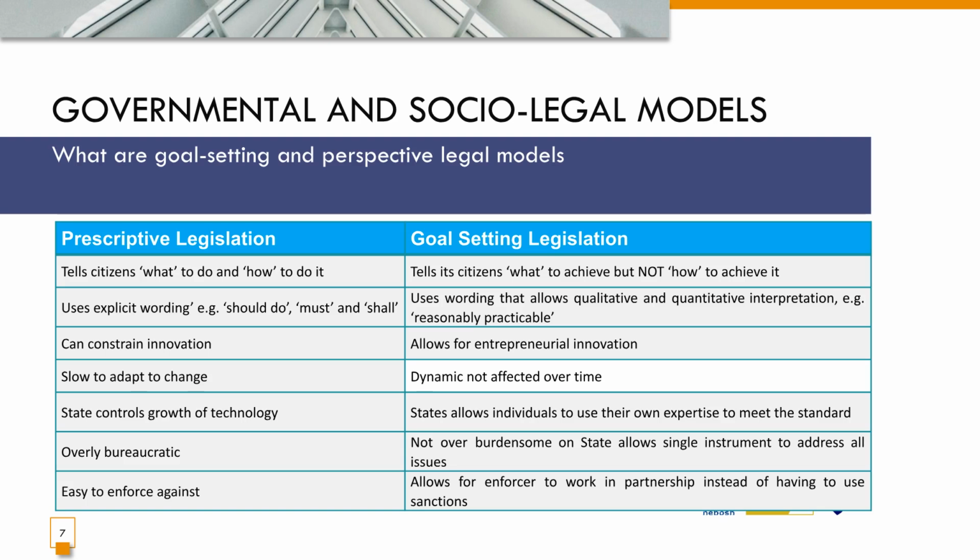It supports innovation, and it allows those with expertise to meet standards using their own methods. However, it can also be more ambiguous because it requires interpretation. So when you work in a goal-setting environment, competence and evidence matter, because you may need to justify that you did what was reasonably practicable to control risk.